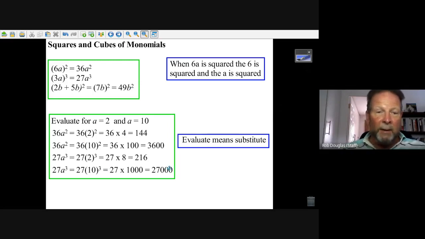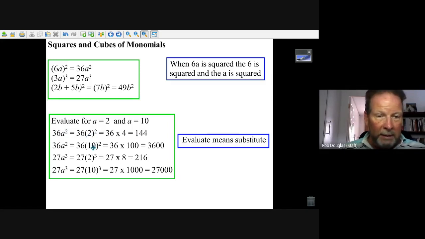Now, sometimes you have this thing where they say evaluate. Evaluate means they want you to substitute the numbers in. Formulas in engineering and in mathematics, it's a big deal. You actually want to find what specific values these letters take on. So if it says evaluate for a equals 2, 36a squared becomes 36 times 2 squared. 2 squared, 2 times 2 is 4, and 36 times 4 is 144. So if a equals 2, 36a squared is 144. You just put 2 in there.